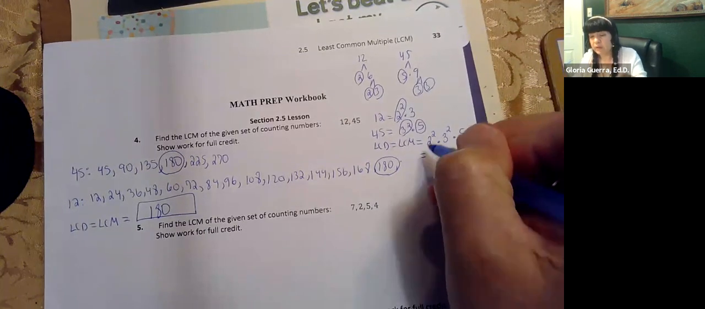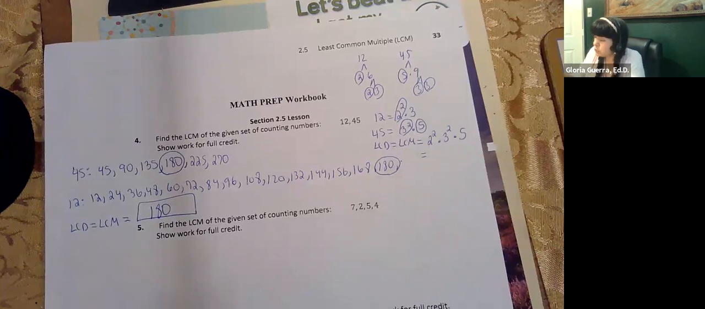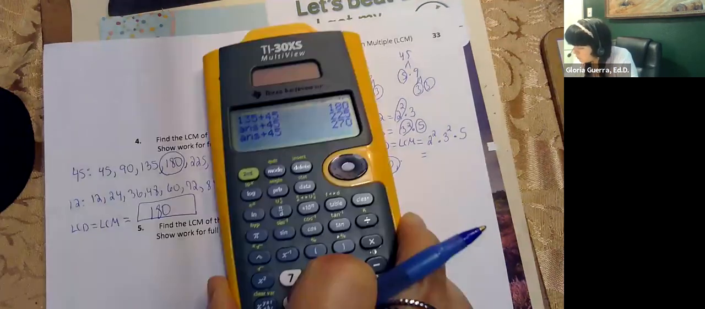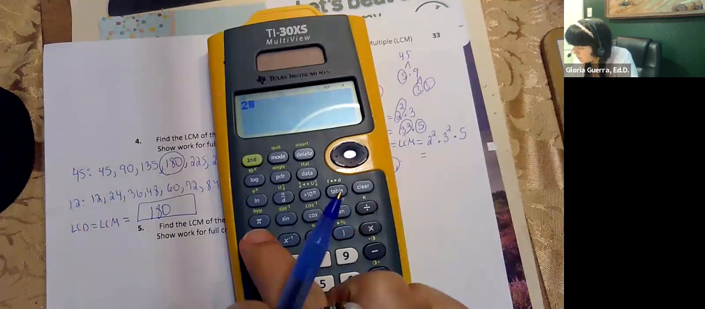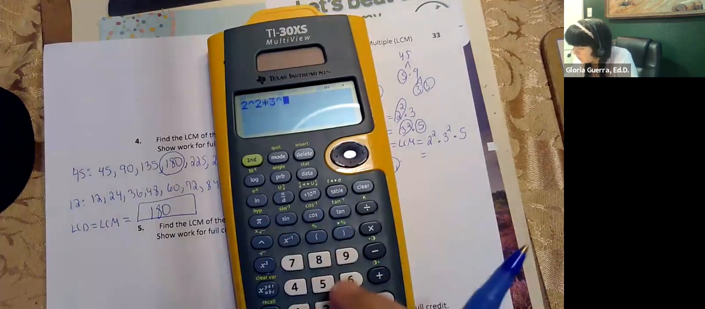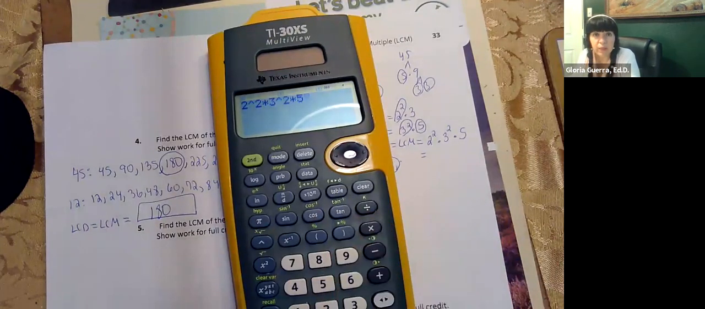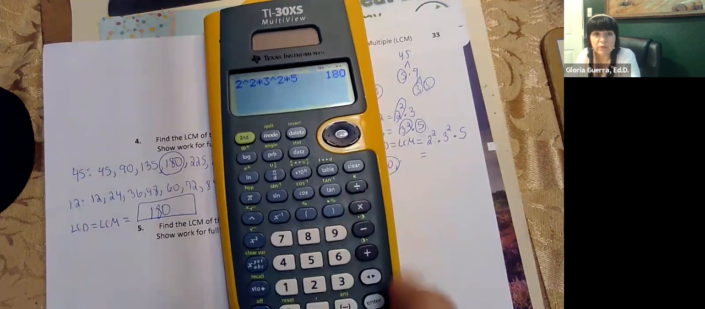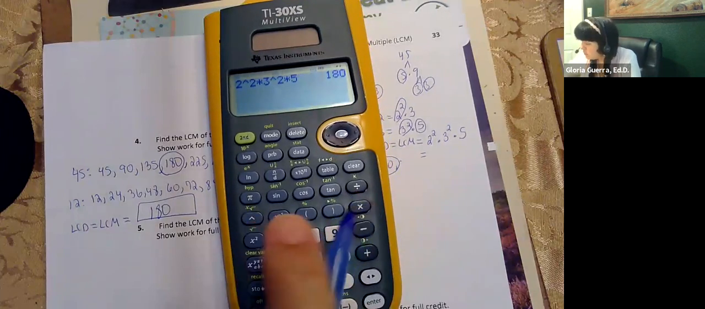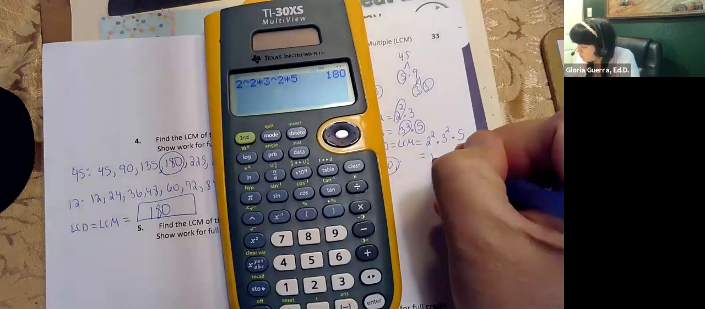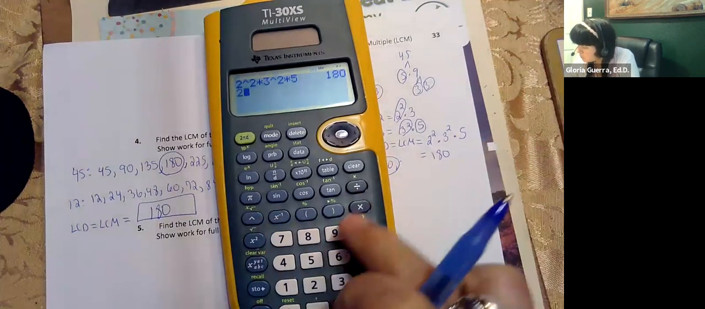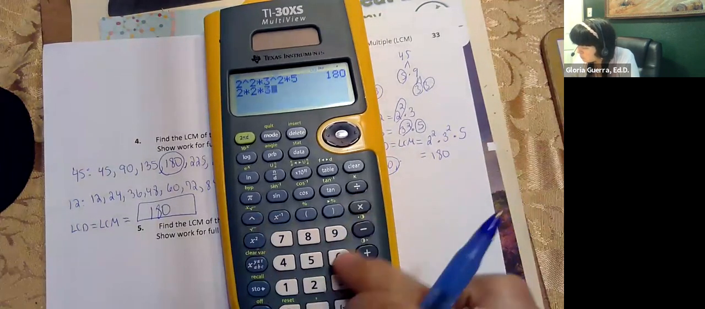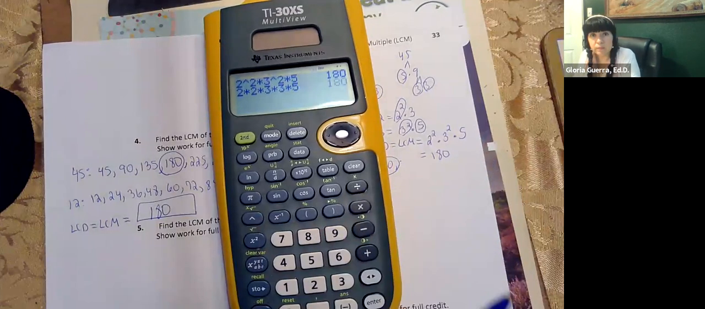Okay, so if I multiply that out, 2 squared, 2 raised to the second power, times 3 raised to the second power, times 5. So you raise it to a power. You see how that gives you 180? Or you could draw it out, 2 times 2 times 3 times 3 times 5.